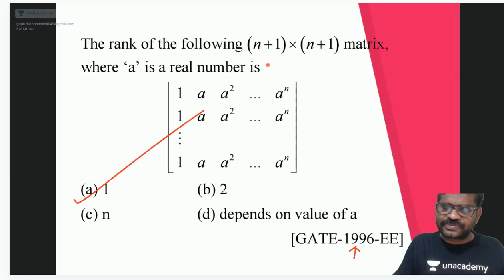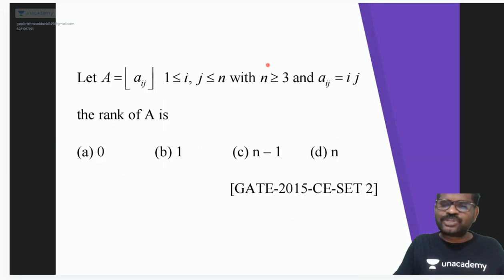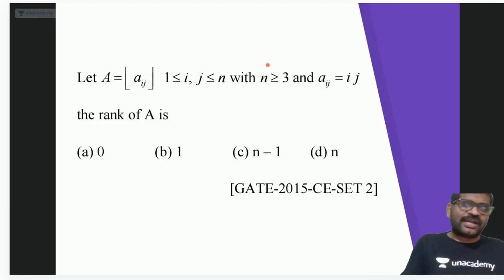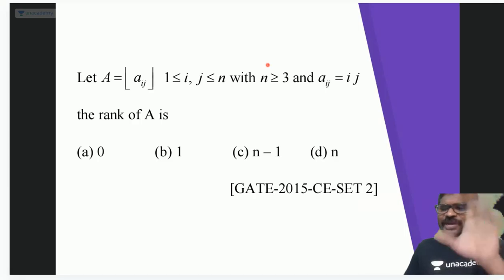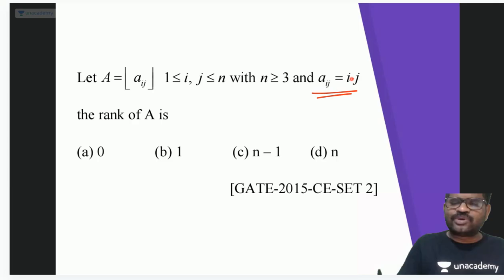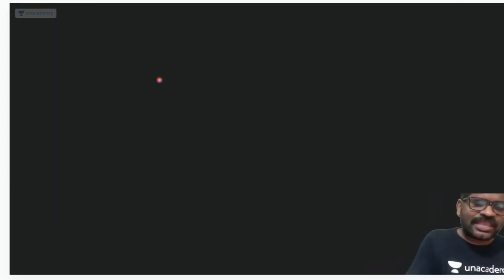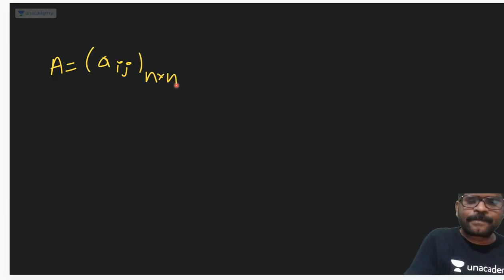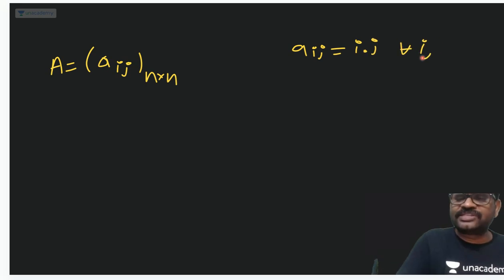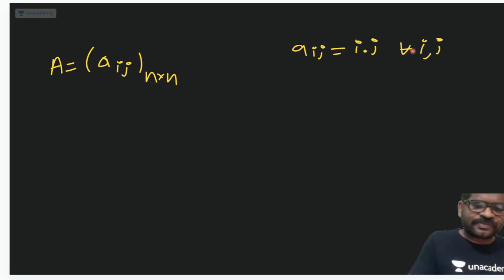One minute, observe. Observe this problem. Matrix A is a, 1 less than or equal to i comma j less than or equal to n, means n cross n matrix. A_ij equal to i into j for all i, j. Then what is rank of A? Observe. A is n cross n. A_ij equal to i into j for all i, j. Okay, observe.